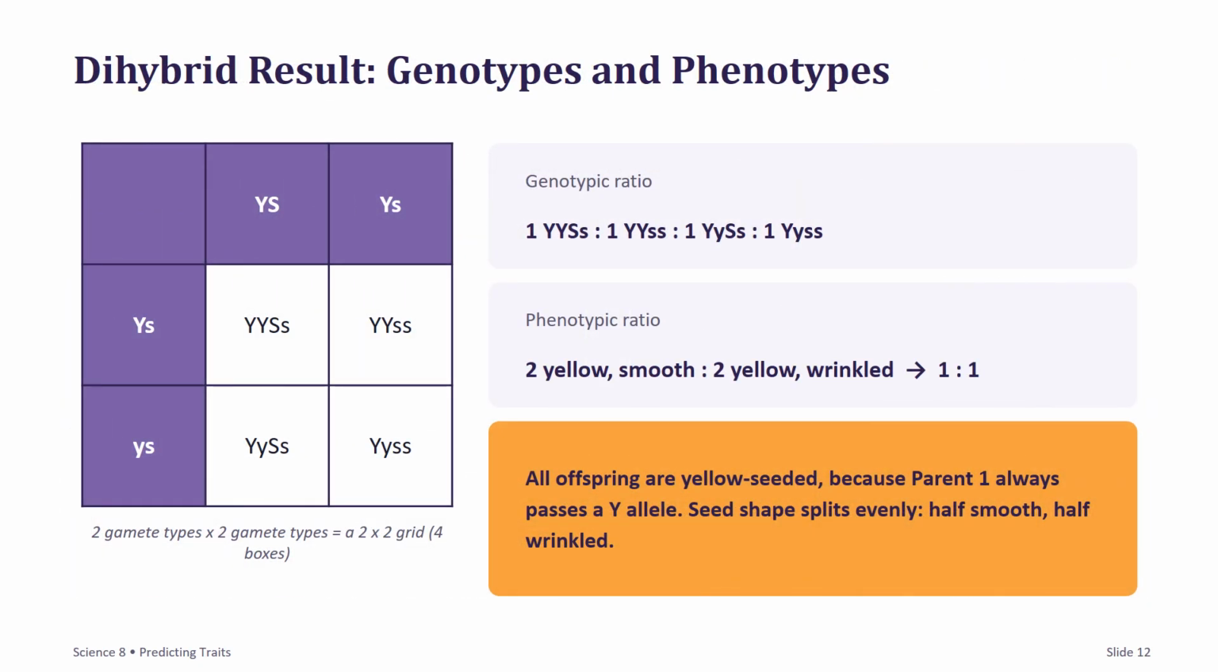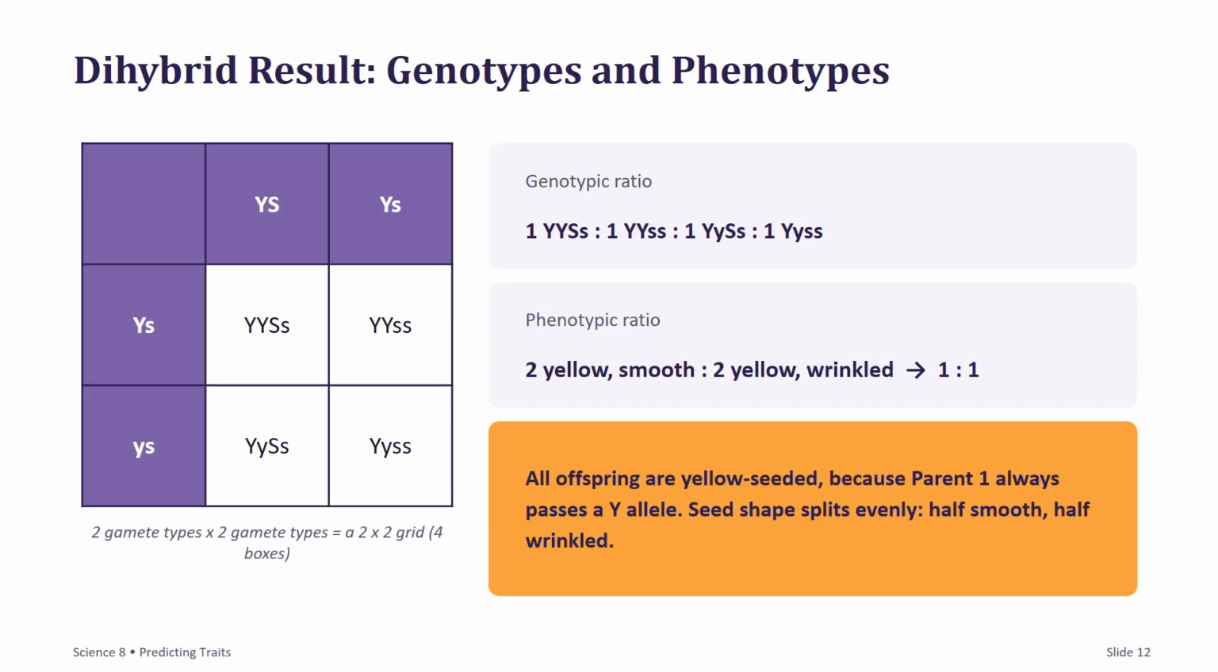Let's build the grid for this cross. Across the top, we place parent 1's gametes, capital Y capital S and capital Y small s. Down the side, we place parent 2's gametes, small y capital S and small y small s. Filling in the boxes, we get capital Y small y capital S capital S, capital Y small y capital S small s, capital Y small y capital S small s, and capital Y small y small s small s.